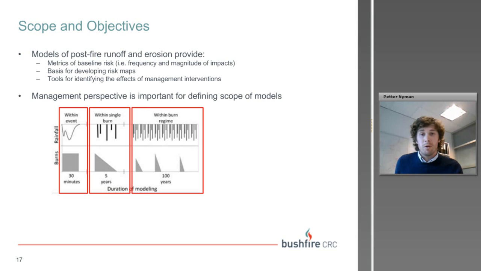So within an event, you're interested in the actual rainfall event and the type and the intensity of that storm in relation to the burn impact. Whereas within a recovery period, within a single burn, you're interested in the rate of recovery of a catchment in relation to the number and severity of storms during that period. So your risk picture becomes more complex. And then over a 100-year time scale, both your fire regime and your rainfall regime are variable, and you need to incorporate more information on the frequency and severity of fires, as well as the frequency and severity of storms in the landscape in order to determine the risk of water contamination.